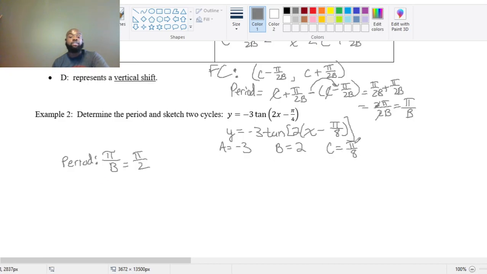My C is my phase shift, and my phase shift is consumed in my fundamental cycle. So let's go to my fundamental cycle. I'm going to abbreviate that with FC. All right, that's C minus pi over 2b to C plus pi over 2b. It is an interval. And so my C in this example is pi over 8.